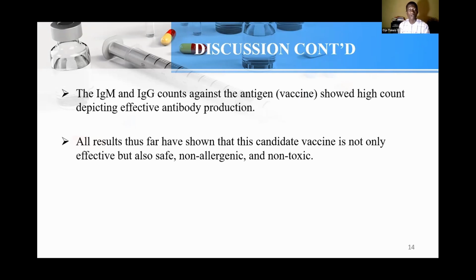So all of the results thus far have shown a candidate vaccine that is not only effective, but also safe, non-allergic, and non-toxic to humans.